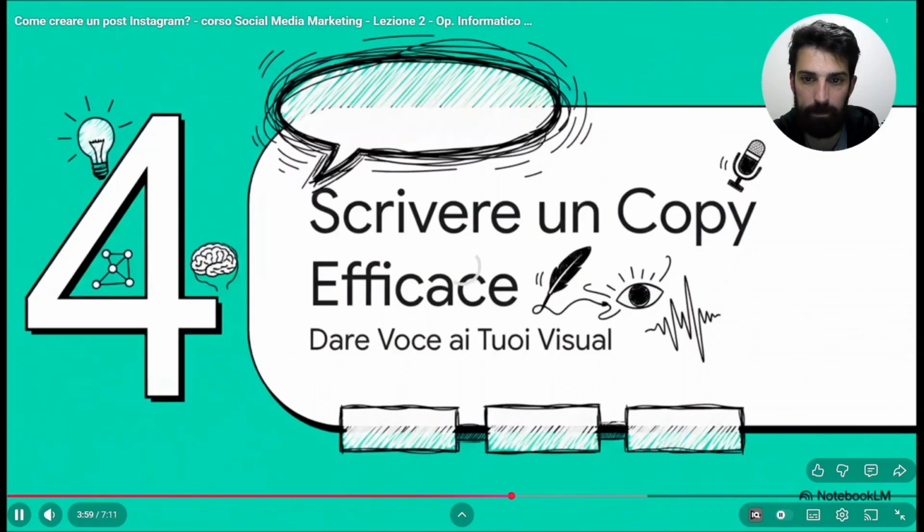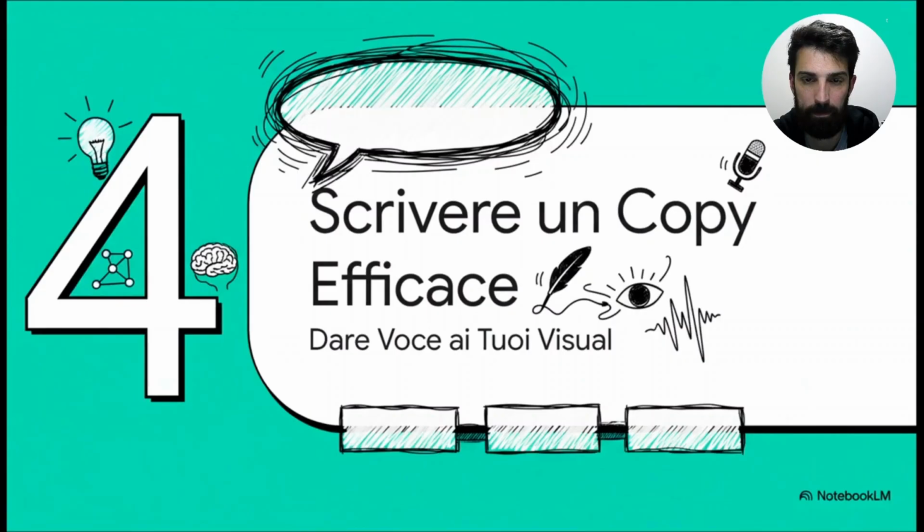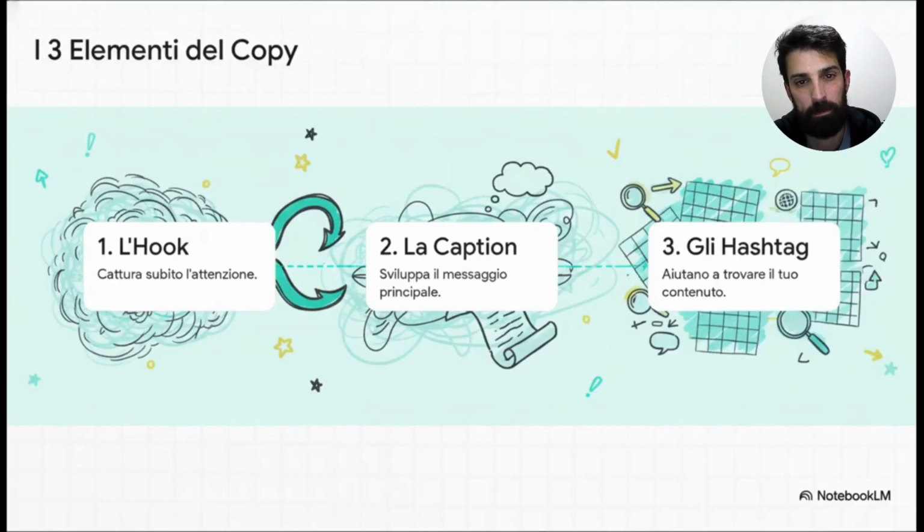It's time to talk about copywriting, which, as we'll see, has its own precise structure in 3 parts. The anatomy of a good text is as follows.